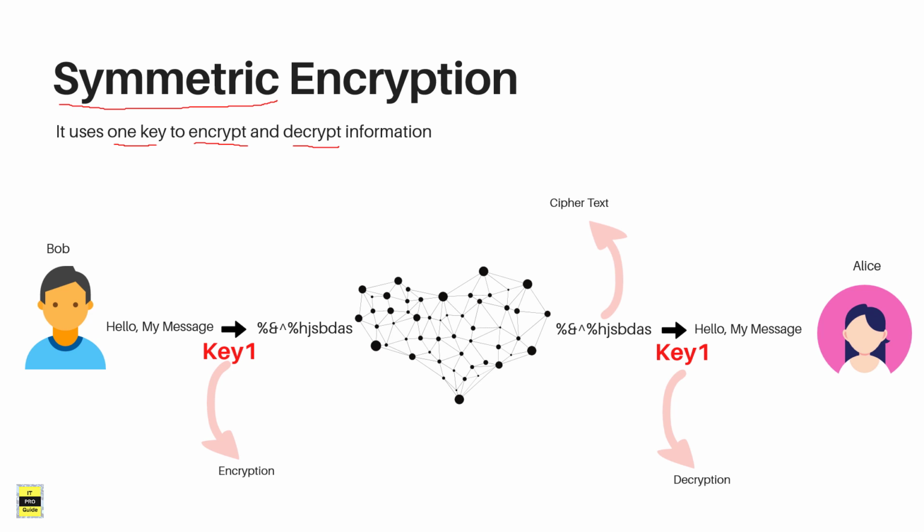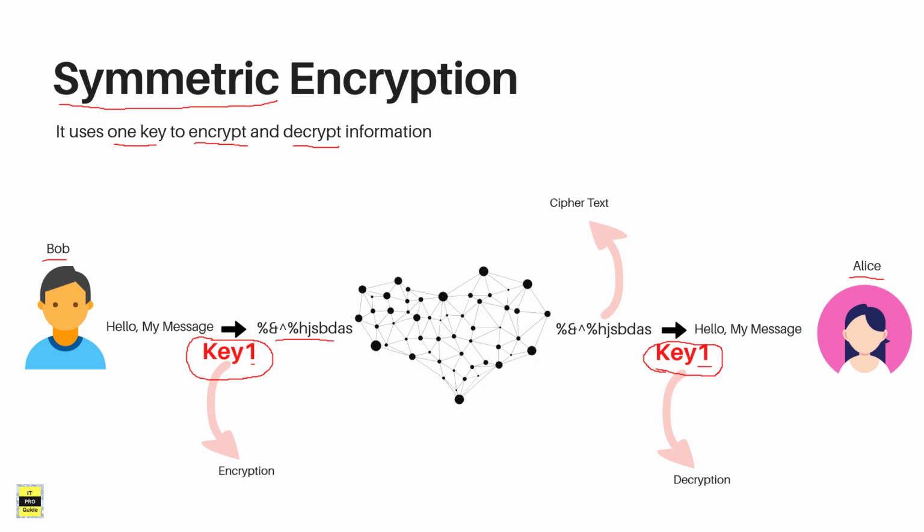We have a message being sent to Alice, and in this message the encryption is done using a mathematical process, an algorithm, and a key, that is key 1. The same key is going to be used for decryption at the recipient side also. So the message gets converted into a non-readable format, that is ciphertext, using a key, and the same key is used for decryption also. This method of using the same key for encryption and decryption is known as symmetric encryption.